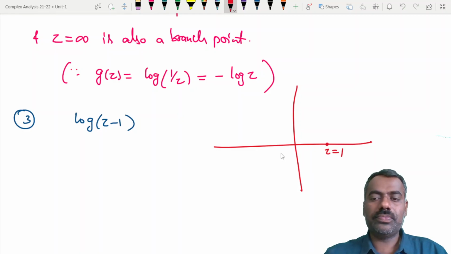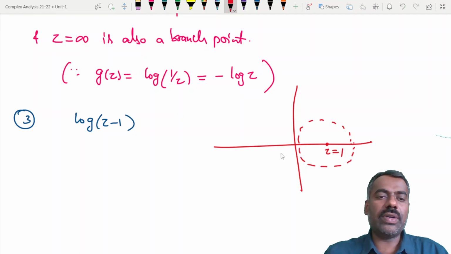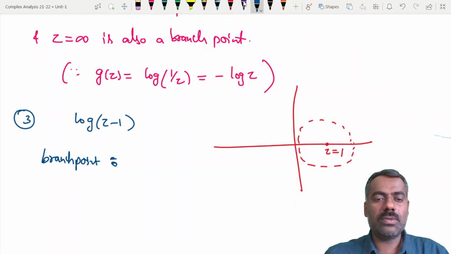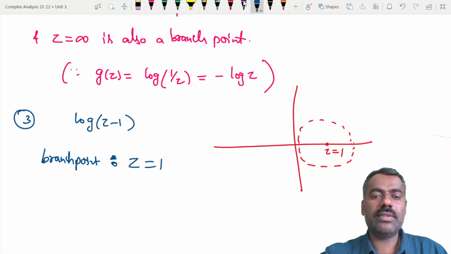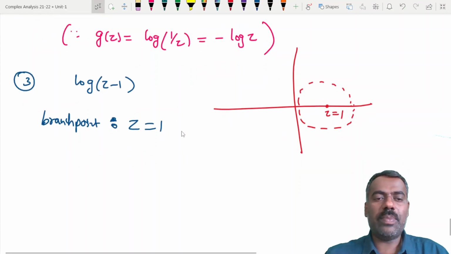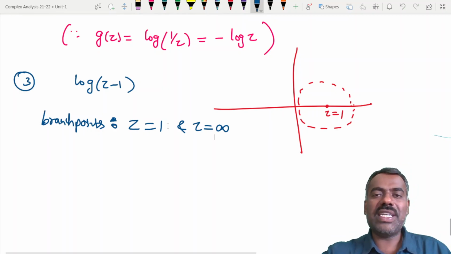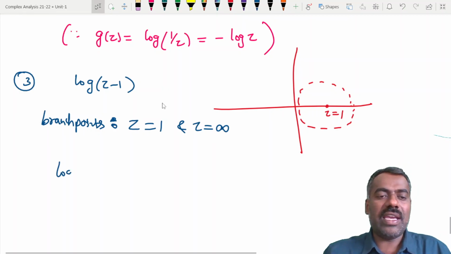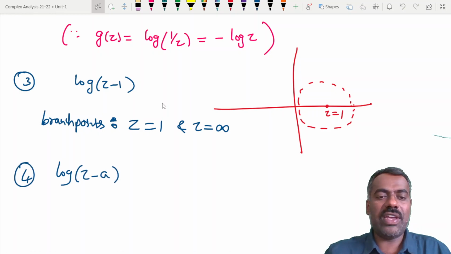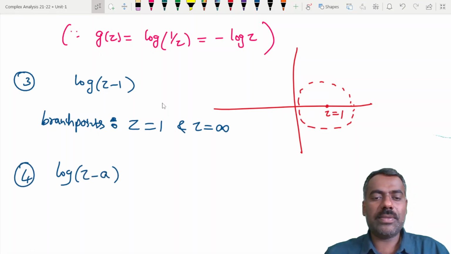So here z is equal to 1 is there. Okay, now if you go around this, you will reach this. So what should be your branch point? What will you understand? z is equal to 1. Yes? The branch points are z is equal to 1 and, of course, z is equal to infinity. That also you can check. Right? If you want, you can write log of z minus a, where a is any complex number. Then what are the branch points? z is equal to a and z is equal to infinity.